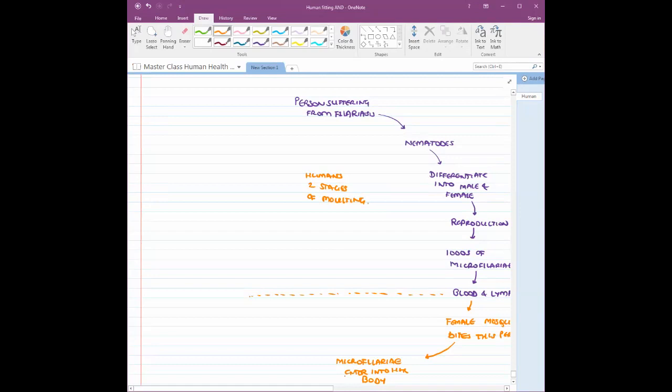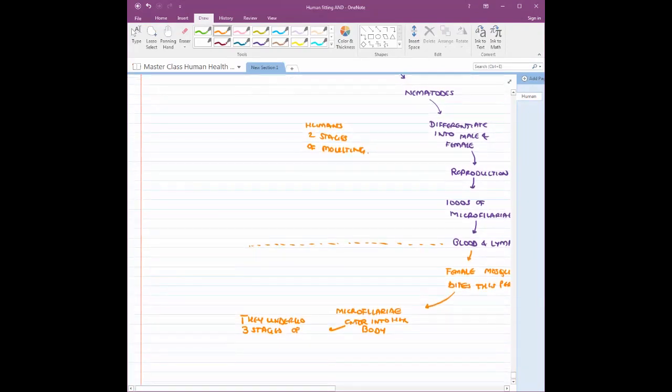But now, when they enter into her body, what happens? They undergo three more stages, and this may take a little while. They undergo three stages of molting. And now, what happens once these three stages are complete?